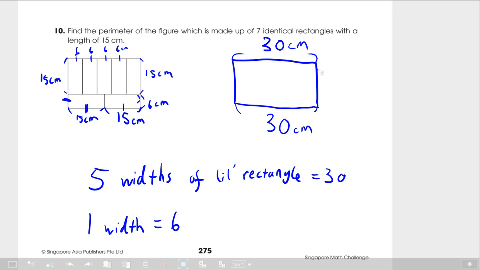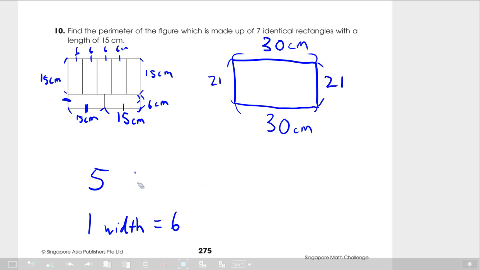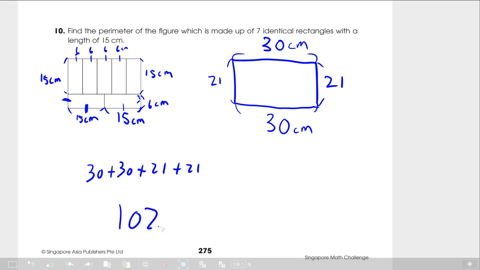So the width of the big rectangle now is going to be 15 plus 6, which is 21. Therefore the other side is also 21. And now we have the 4 numbers that we need to find the actual perimeter of the big rectangle. 30 plus 30 plus 21 plus 21 is 51 times 2. 102 centimeters is the answer.